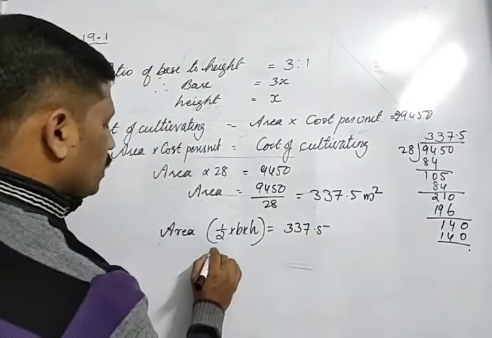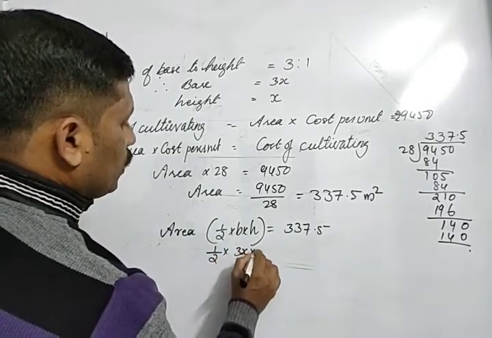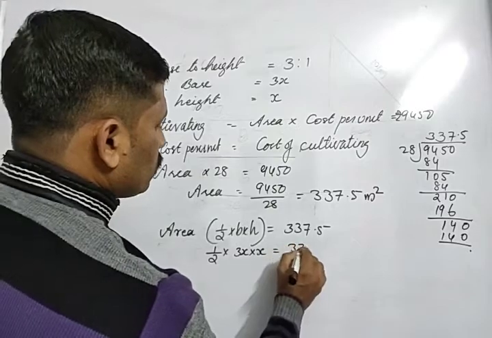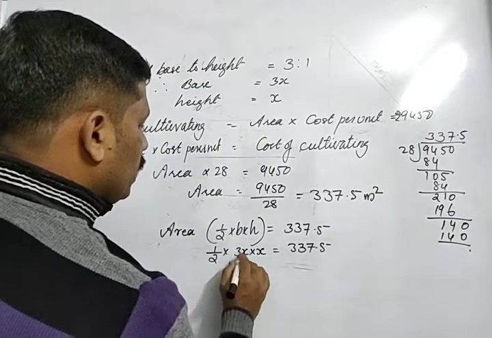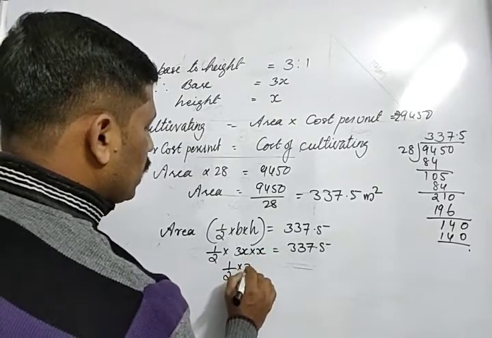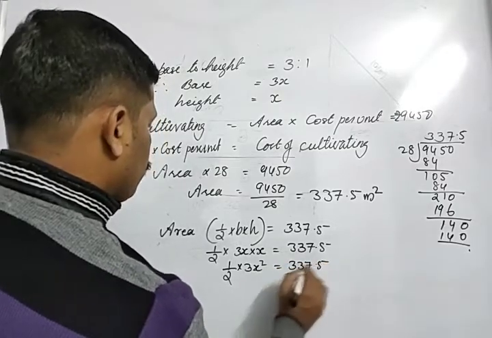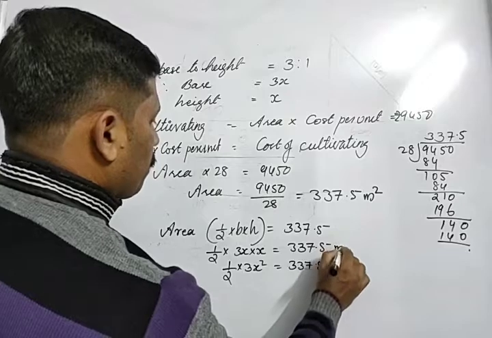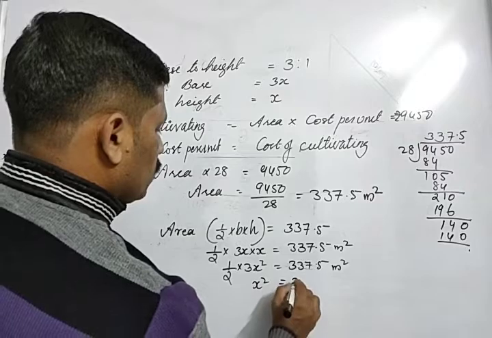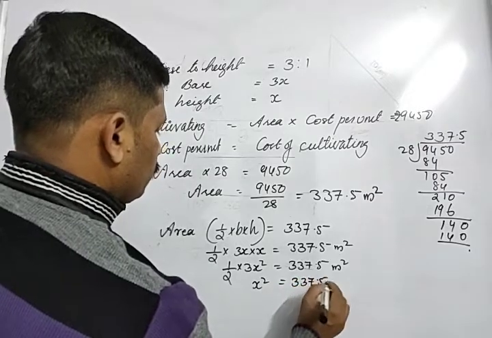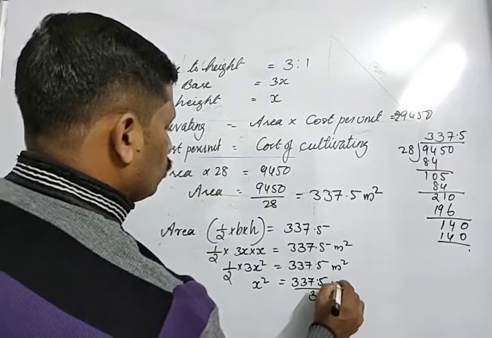That is equal to 337.5. That means half into base, base is 3x, into x, height is x, is equal to 337.5. That is equal to half into 3x into x, 3x square is equal to 337.5 meter square. Therefore, x square is equal to 337.5 divided by 3 into 2.